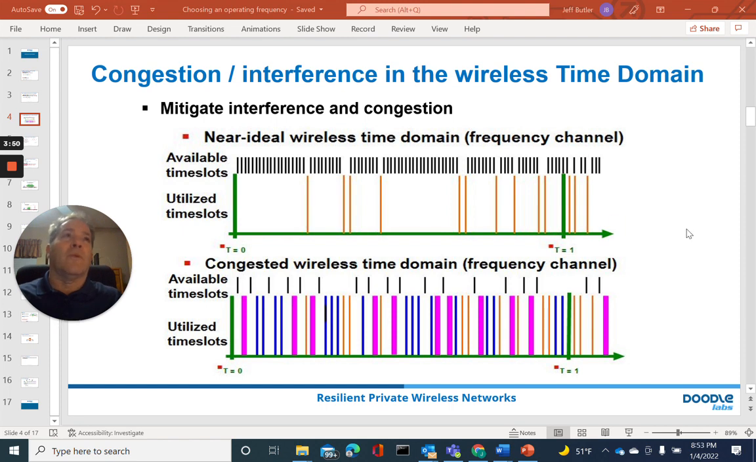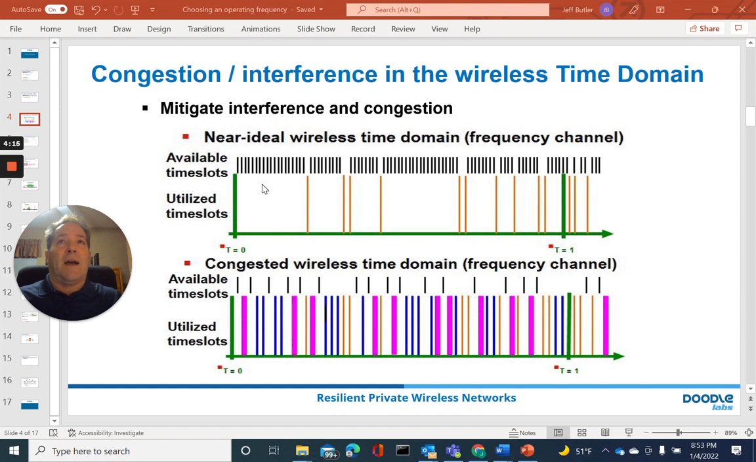So to talk a little bit more, the one thing we always want to be conscious of is congestion and interference. If we're operating in unlicensed frequencies, this is really a concern that we want to be able to mitigate, and we can. So the upper graph we show here is basically a nearly wireless time domain spectrum. All of our signals operate in a certain time slot or time domain, T0 to T1, and we occupy time slots within that particular channel.